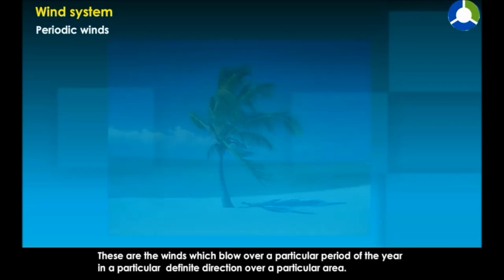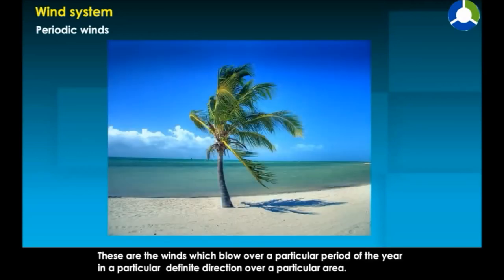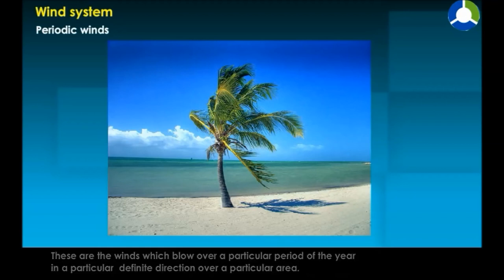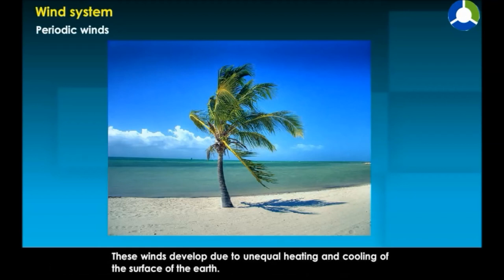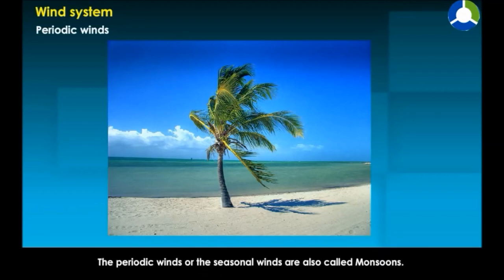Periodic winds. These are the winds which blow over a particular period of the year in a particular definite direction over a particular area. These winds develop due to unequal heating and cooling of the surface of the earth. The periodic winds or the seasonal winds are also called monsoons.